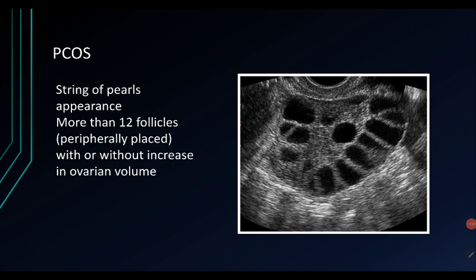In PCOS, the string of pearls appearance: more than 12 follicles, peripherally placed, with or without increase in ovarian volume. You can see the string of balls-like peripheral follicles with increased stromal echogenicity in the center.